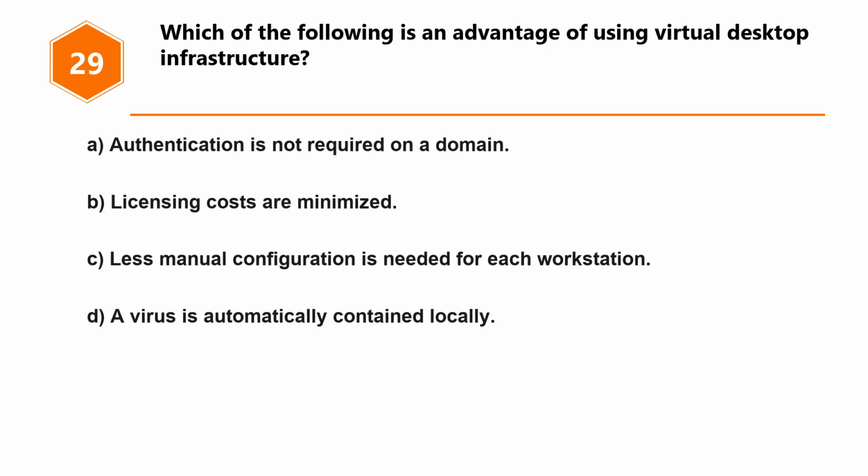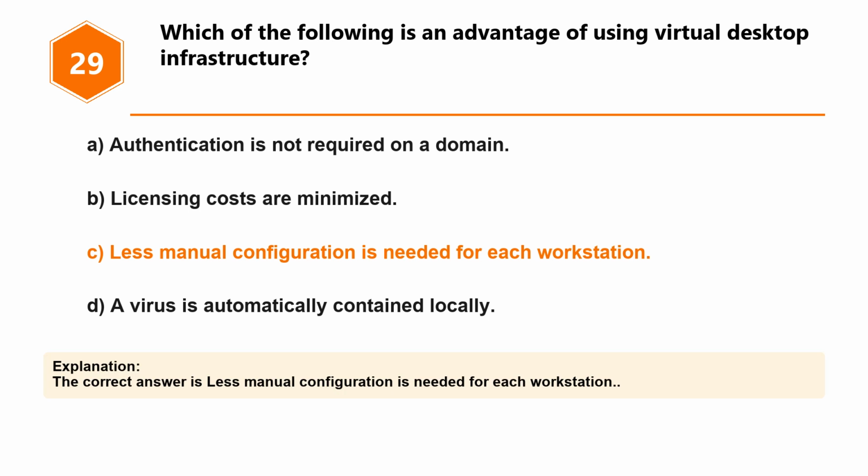Question 29. Which of the following is an advantage of using virtual desktop infrastructure? Option A, authentication is not required on a domain. Option B, licensing costs are minimized. Option C, less manual configuration is needed for each workstation. Option D, a virus is automatically contained locally. The correct answer is option C, less manual configuration is needed for each workstation.